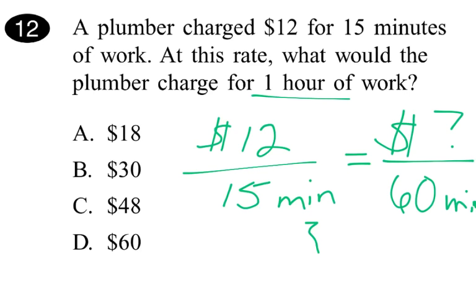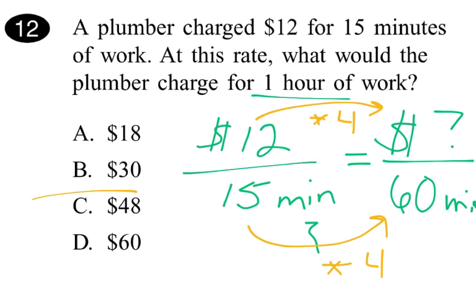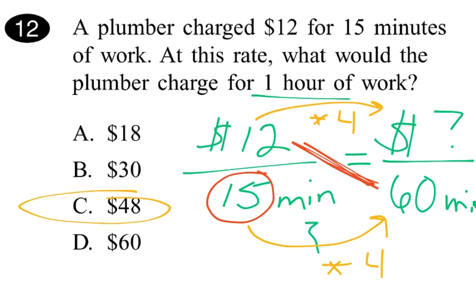There are two ways that we could solve this. You could say, hey, 15 times 4 gives me 60. So 12 times 4 would give me what? And if you do it that way, you would get C. Another way is to cross multiply and divide, more like an equation. If you do 60 times 12 and then divide by 15, you will also get $48 per hour.